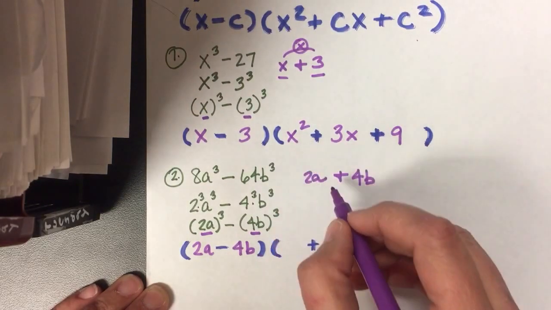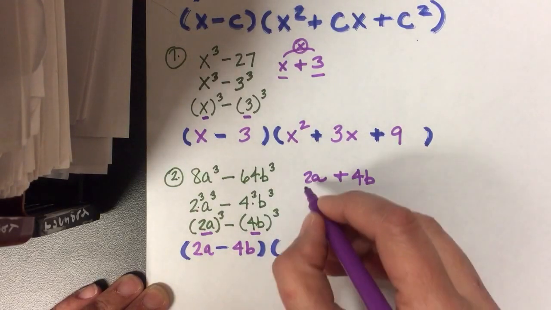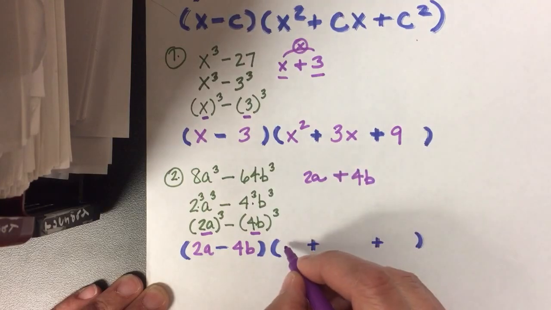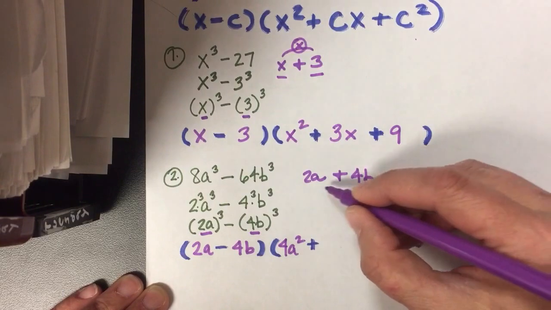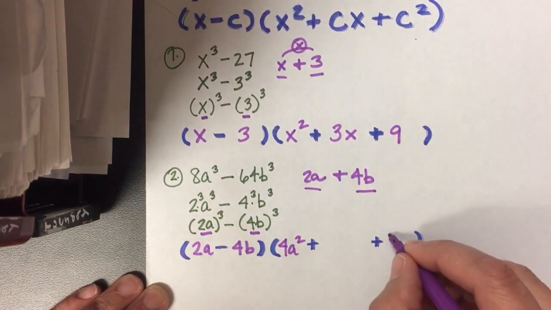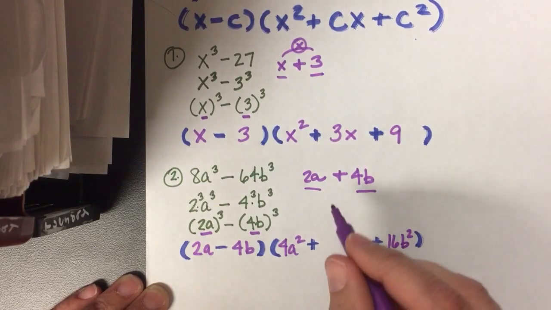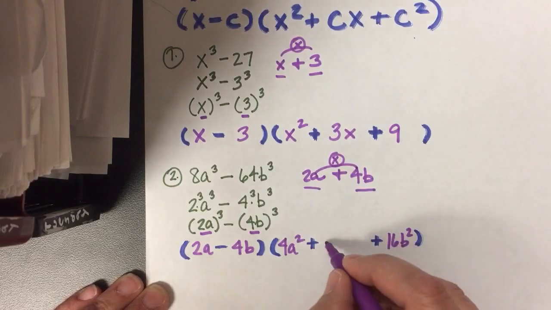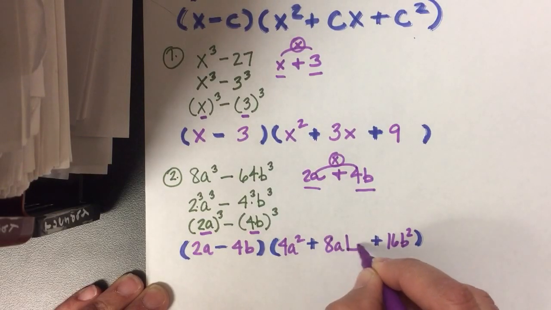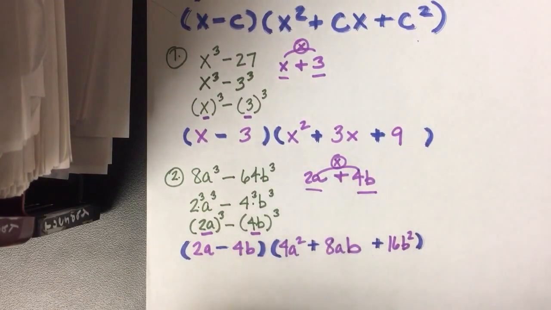Then I'm going to square my first term, which is 2a squared, so 2a to the second power gives us 4a squared. Our second base, which is 4b, when we square that, we get 16b squared. And for our center term, we use the product of our two bases, 2a times 4b, which is 8ab. So what we've just done is completed the basic example of the difference of two cubes.